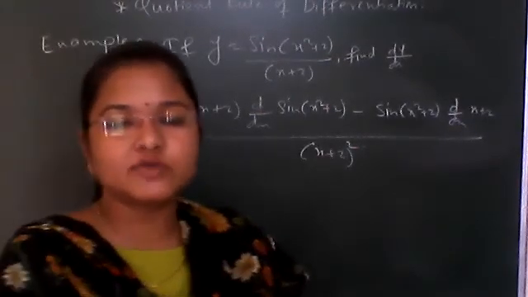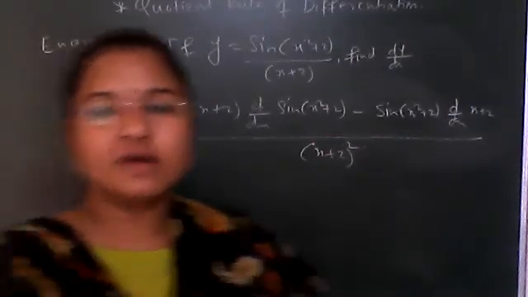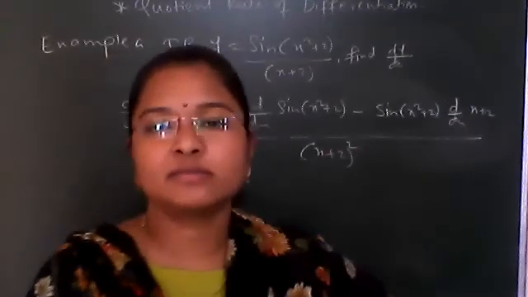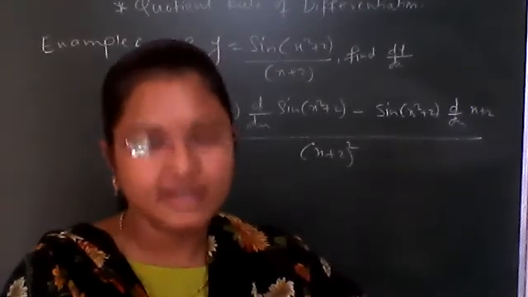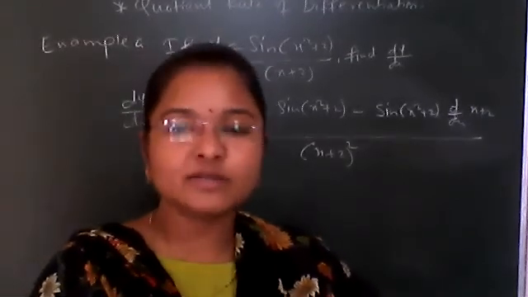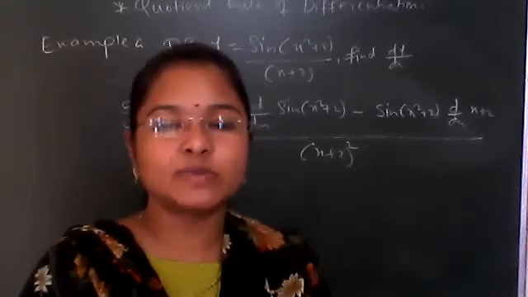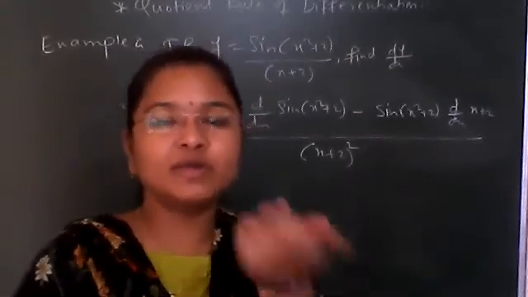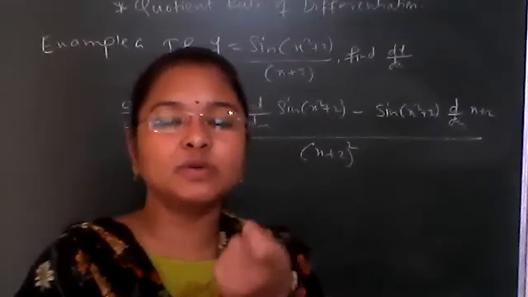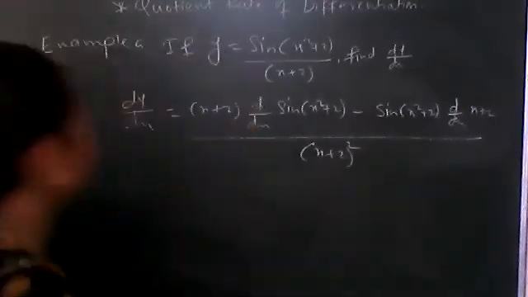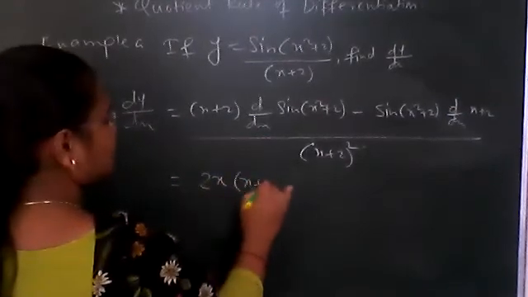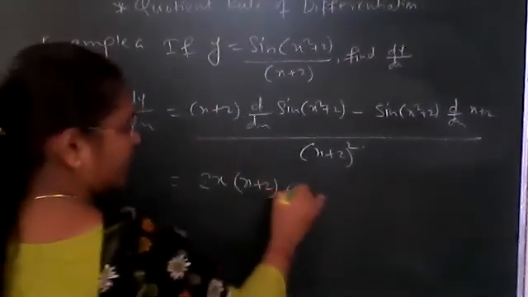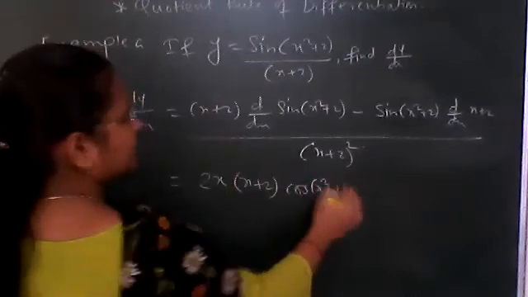Sine of x square plus 2. Cos of x square plus 2 into 2x. Yes. The derivative of sine is cos of the same angle, x square plus 2, and the derivative of the angle, that is x square plus 2, is 2x. So here we have 2x into x plus 2 cos of x square plus 2.